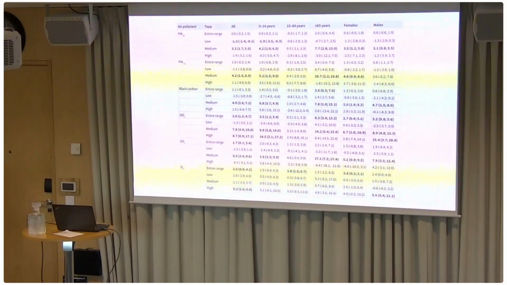Just briefly, when we ran the analysis over the entire temperature range, we did not pick up any significant findings really for PM10, PM 2.5, and black carbon. But in general, we found those increased the respiratory disease hospital admissions. For NO2 and SO2 and ozone, we did find significant findings when we looked at the entire range.